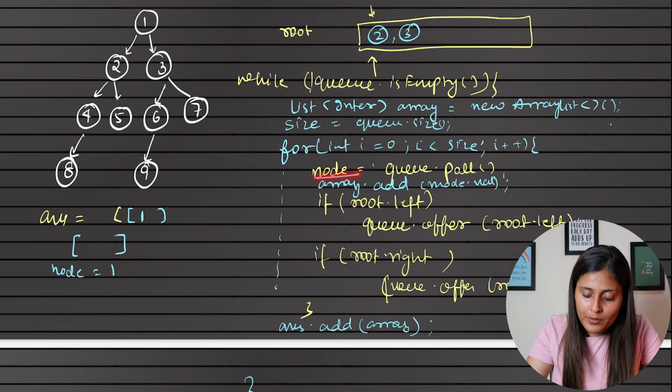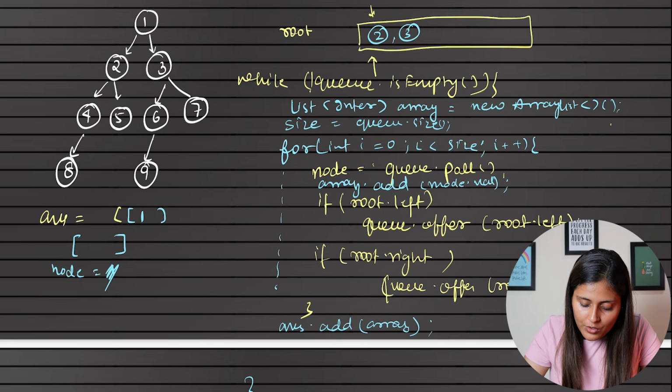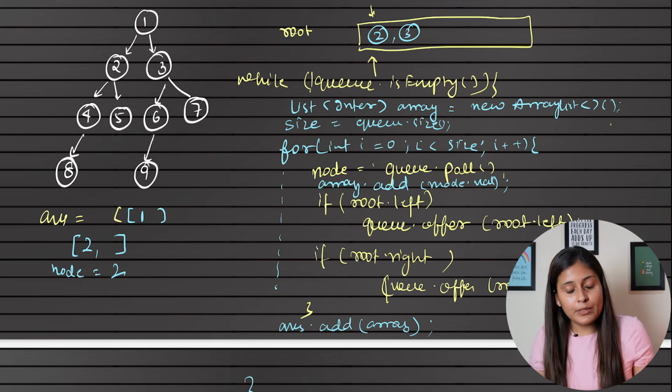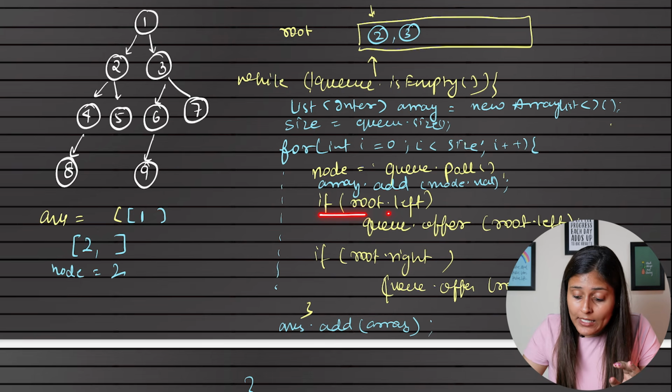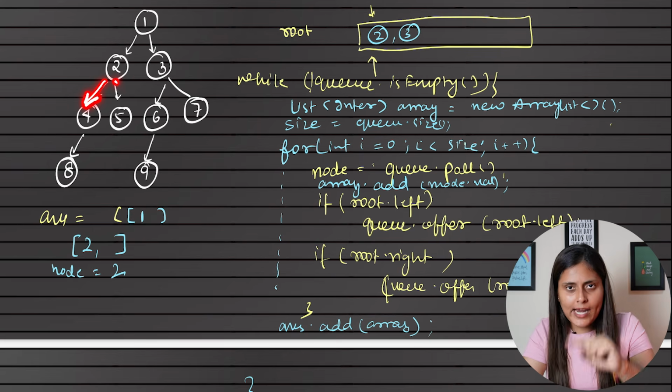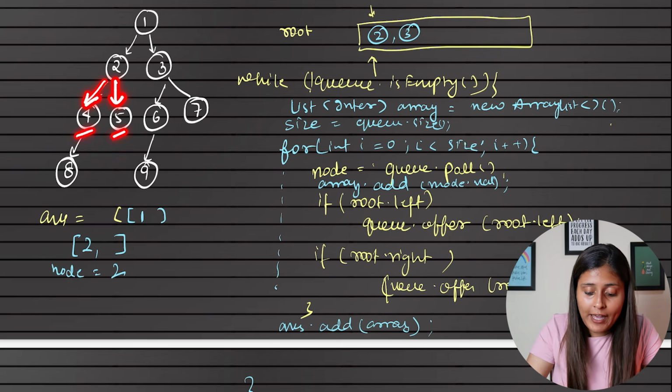The first node will get popped. So the node value is 2. And in the array, which is a new one, we will insert node.value, which is 2. Very simple. Now we'll check whether 2 has a left child. Yes, it has, 4. Now does 2 have a right child? Yes, it has.